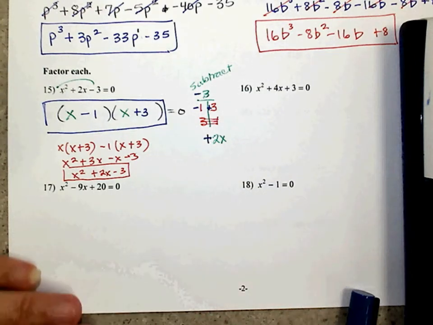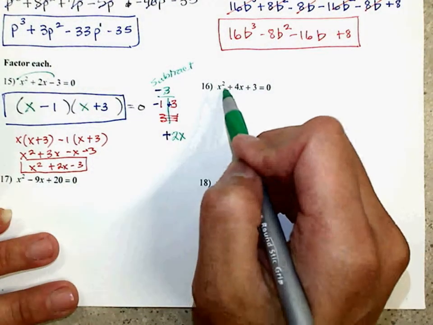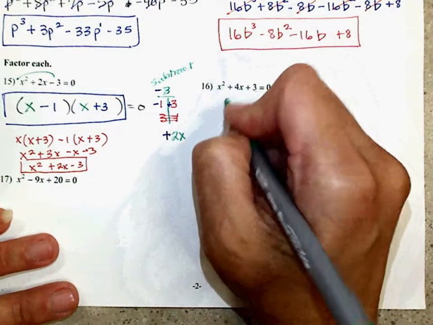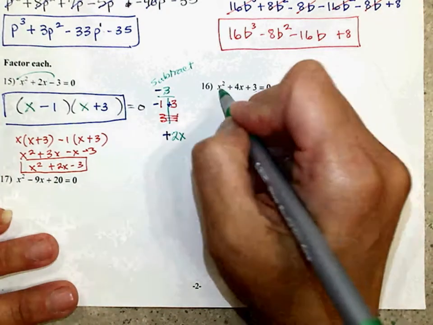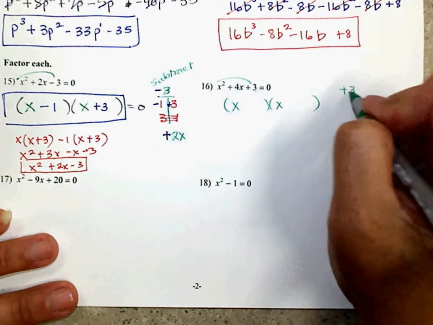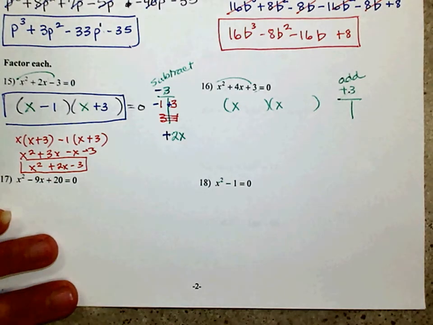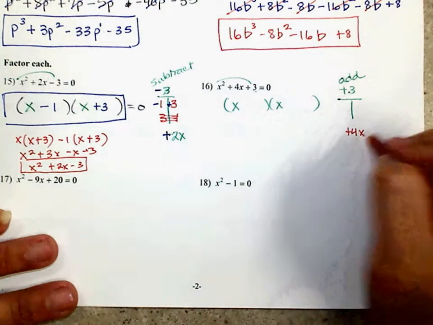Number 16. Okay? Let's take a look. 1, 2, 3. Highest to lowest. Two sets of parentheses. Factors of x squared, x and x. 1 times 3 is positive 3. Notice this is positive. You're going to add two numbers, and when you add them, you're going to get a positive 4x. All right, that's what you're trying to find.